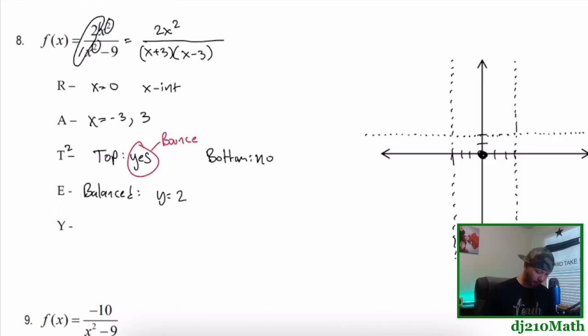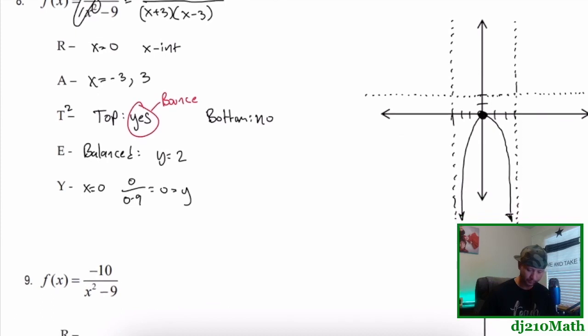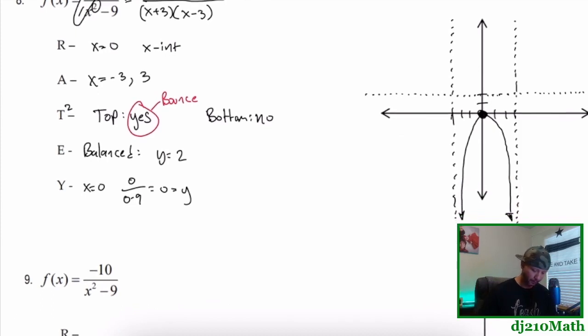All right, and then the y-intercept is when x is equal to 0. We get 0 over 0 minus 9, which is 0. So y is equal to 0. And that's what we see. So the graph is going to bounce off of the x-axis, go towards the vertical asymptotes, and then the branches are going to go in opposite directions at the vertical asymptotes. Right, one side goes up, the other side goes down.